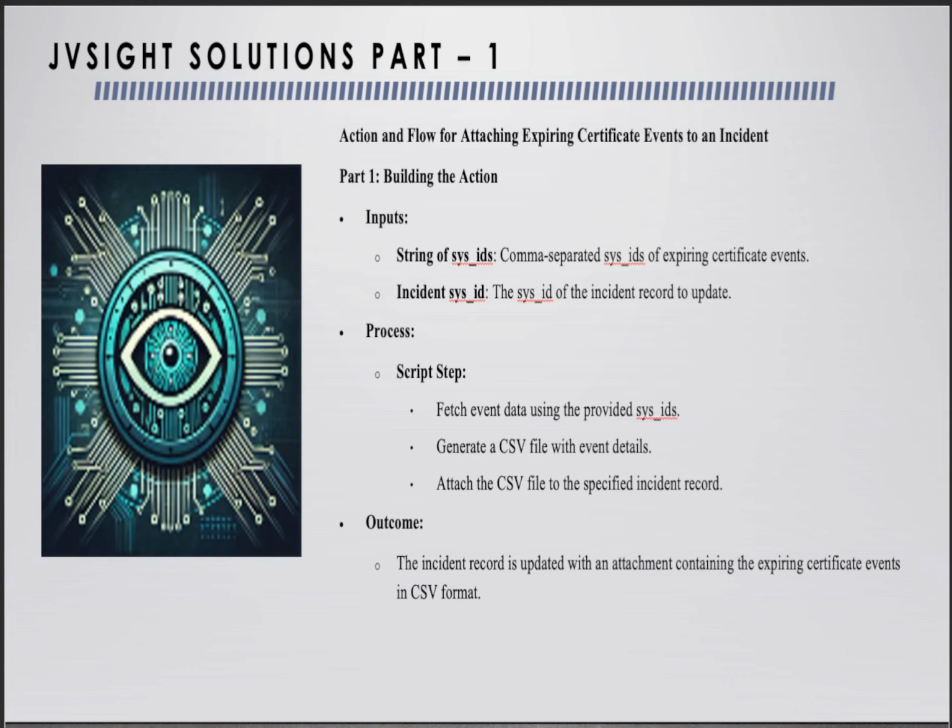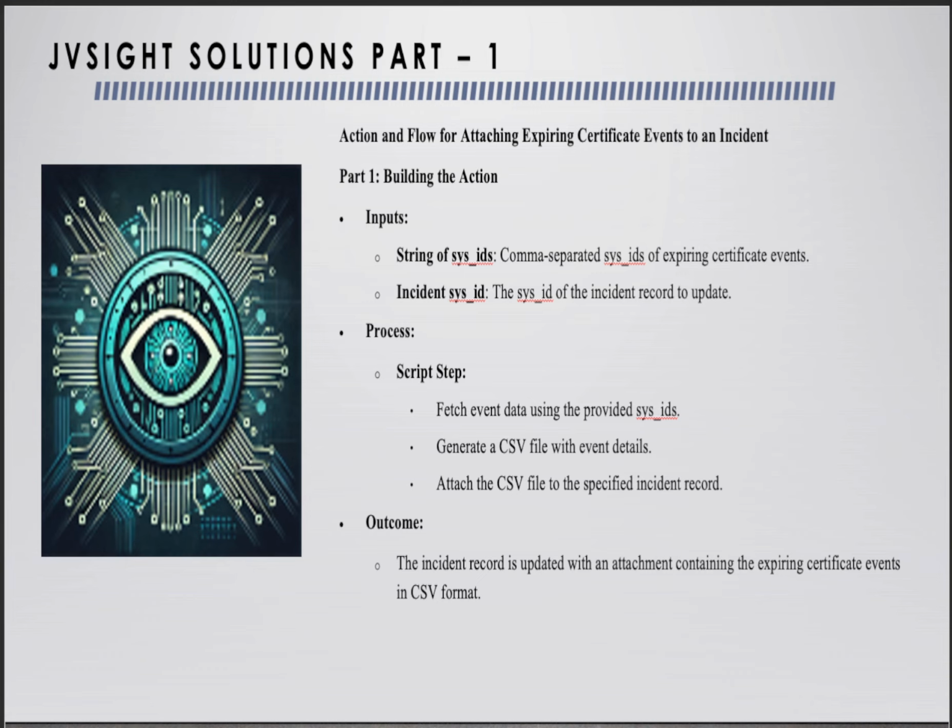And then we're going to create a CSV file and add an attachment to our second input, which is the incident sys ID. And then we're going to update that record. So in a nutshell, what we're going to do today is create an action that uses a script that is taking sys IDs from the event table. And these events are going to be used to generate a CSV file that is going to be attached onto an incident ticket. That's the action that we're creating.